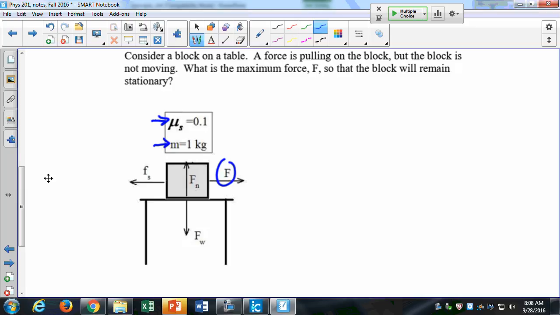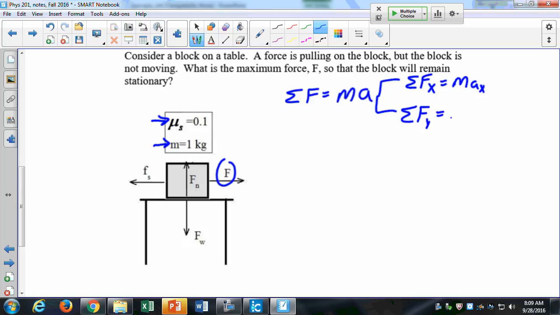What you're going to do is first label everything that you know. You'll need to apply Newton's second law, which says that the sum of the forces equals mass times acceleration. Separately, the sum of the forces in the x direction is equal to m a_x, and the sum of the forces in the y direction is equal to m a_y. So from Newton's second law, I can create two separate equations, and I want to figure out what this force is. This is a static problem, so the acceleration will be 0.